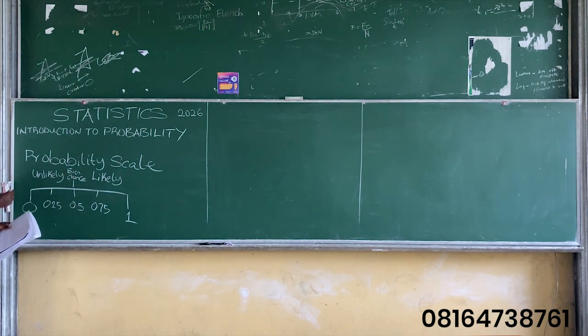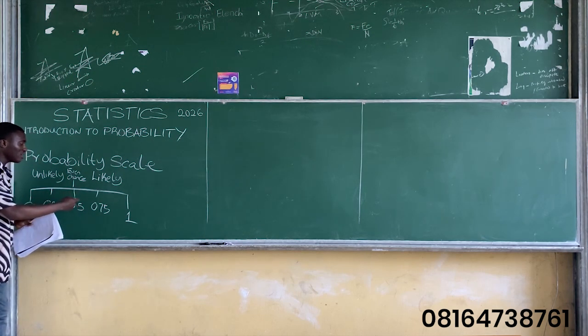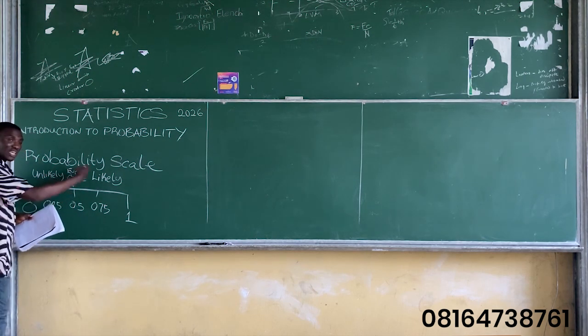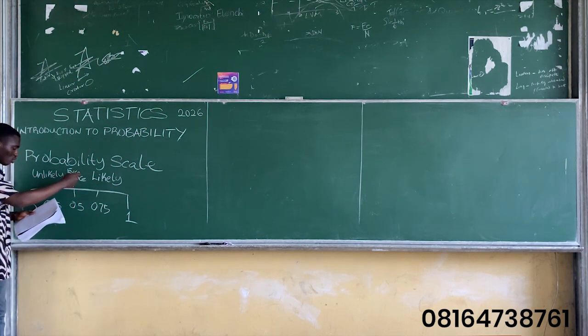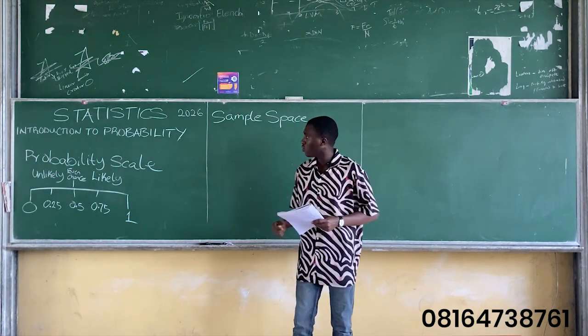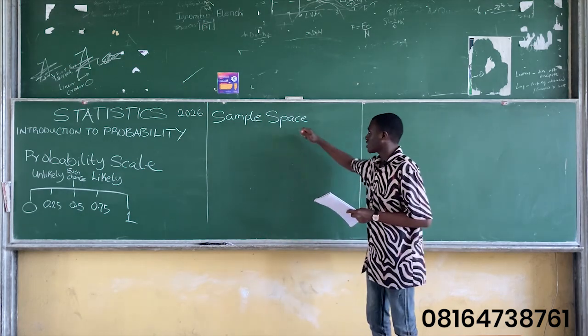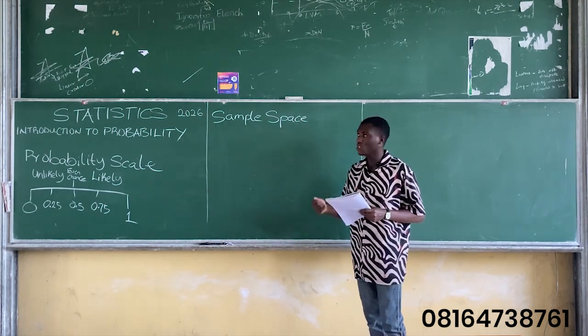This implies that whenever you have a probability that is less than 0.5 or that lies between 0 to less than 0.5, it is unlikely that the event is going to occur. And whenever you have a probability that lies between greater than 0.5 to 1, it is likely that the event is going to occur. Okay, next up, we are going to be looking at sample space under the terminologies involved in probability.